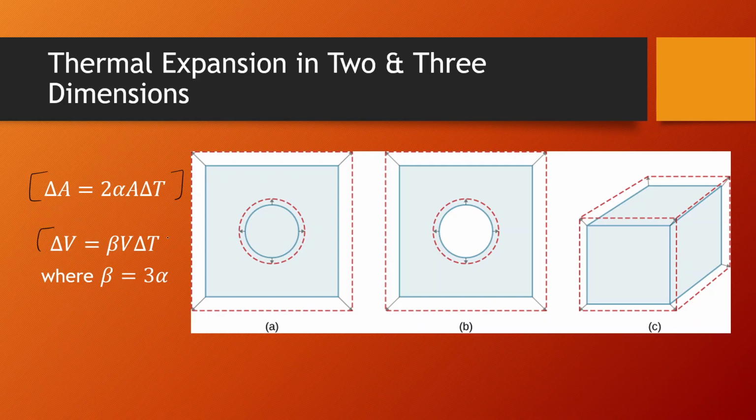Then if we look at 3 dimensions, we have a volume instead. And notice our coefficient of linear expansion is present, but in our 2-dimensional, we multiply it by 2. In our 3-dimensional, we multiply it by 3. That's what this beta is. Beta is equal to 3 times alpha, our linear expansion coefficient. So we have here in C, we can look at the expansion in all 3 dimensions. Okay, and this is what would typically happen in the real world. We will have 3D expansion.